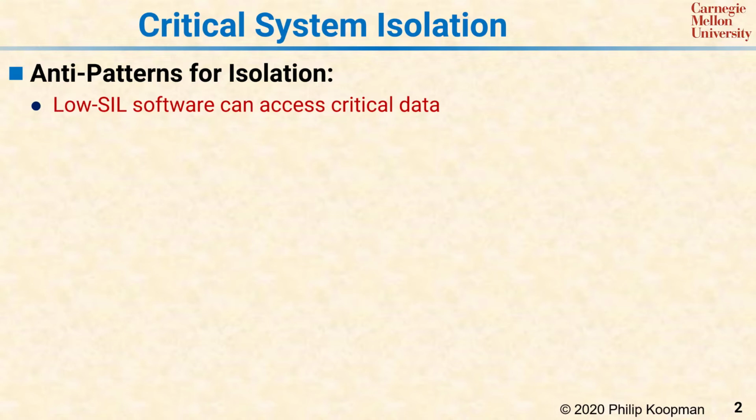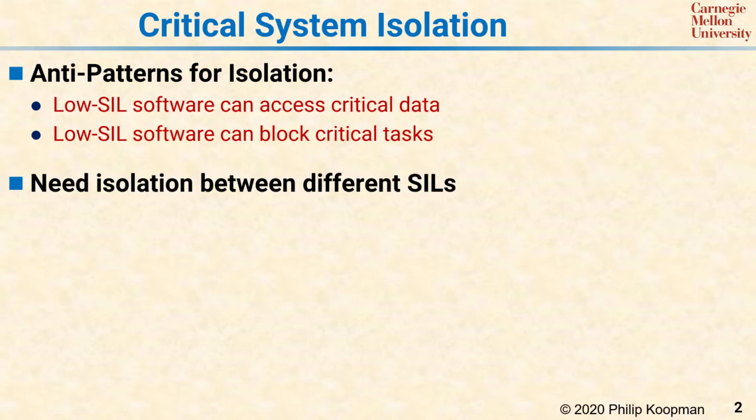a high SIL gatekeeper first, then the low SIL software can corrupt the high SIL software's operation. The second sign is if the low SIL software can affect the timing of or even block critical high SIL tasks from execution. It is critical to have isolation between different safety integrity levels in a safety-critical system.